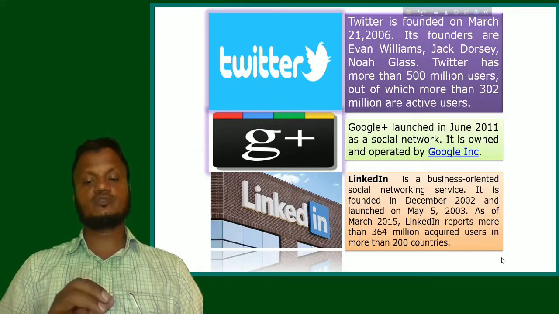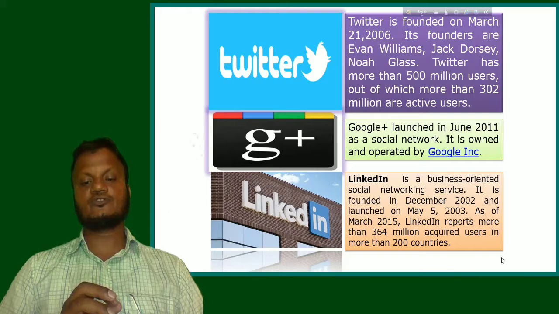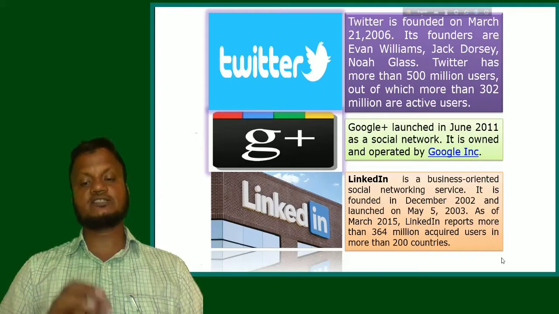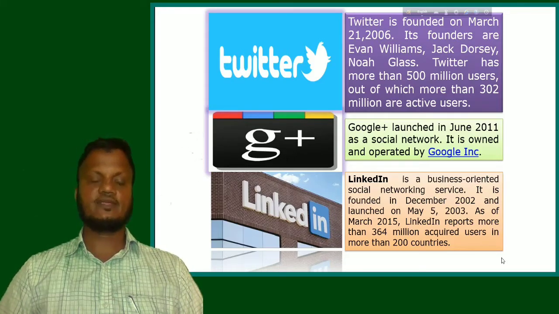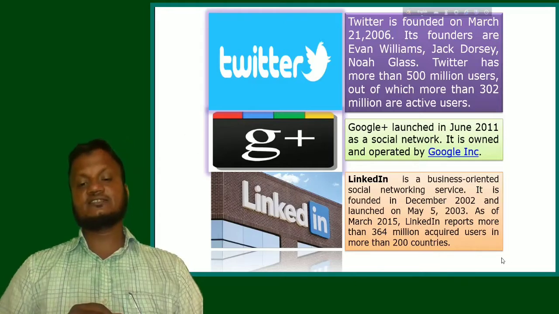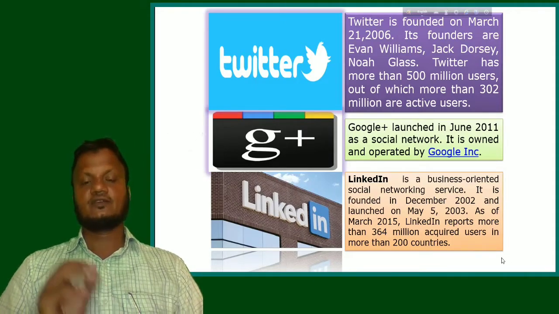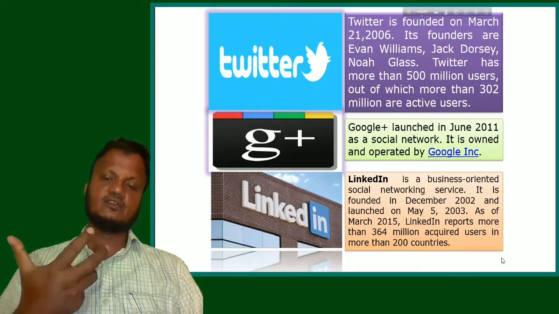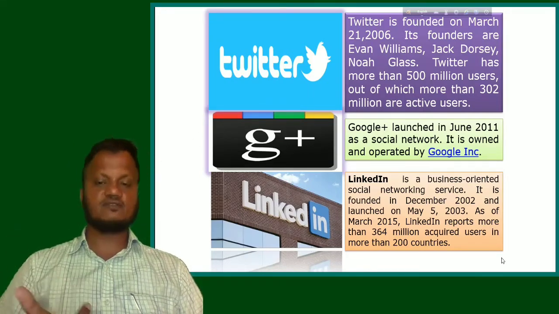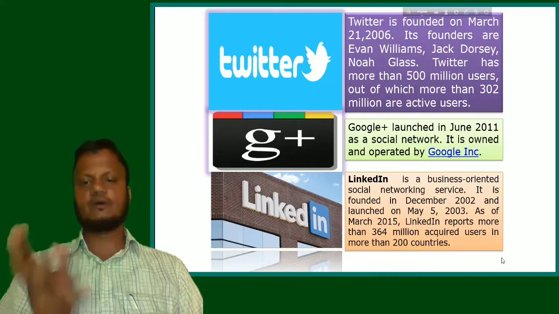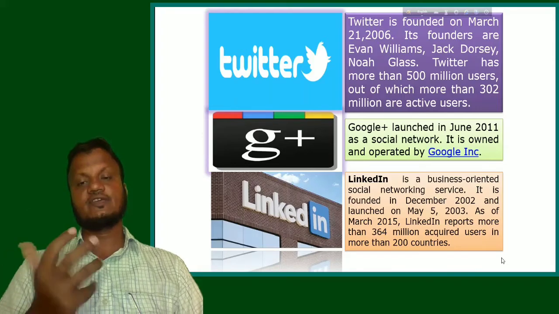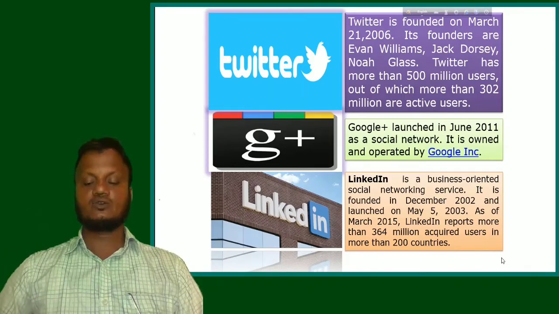As of March in 2015, LinkedIn reports more than 364 million acquired users in more than 200 countries. Okay, dear students, though LinkedIn is a business-based social network service, Facebook also can be used in a business way. Okay, Facebook is overall, and the users can use Facebook in any way they wish.